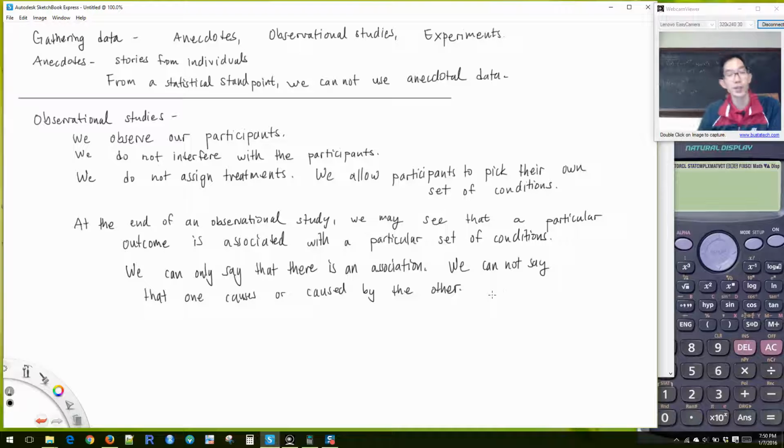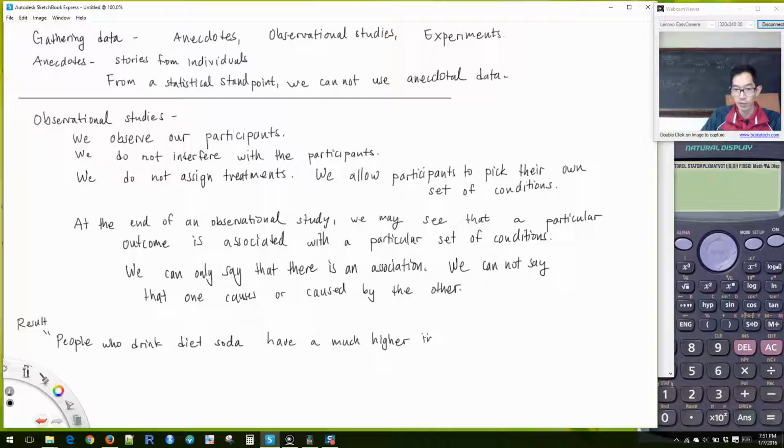Okay. So for example, there really was a real study, and this was the result of the study: people who drink diet soda have a much higher incidence of heart disease than people who do not drink diet soda.